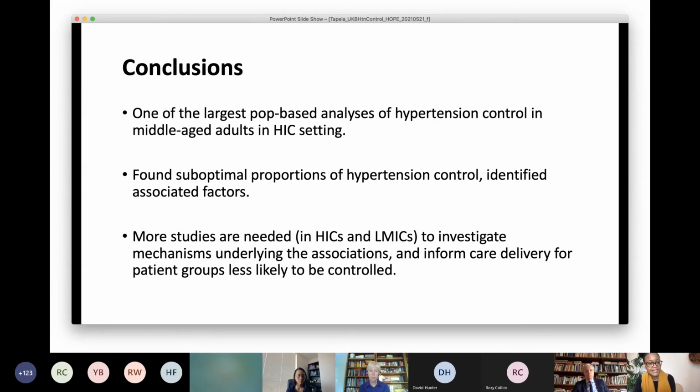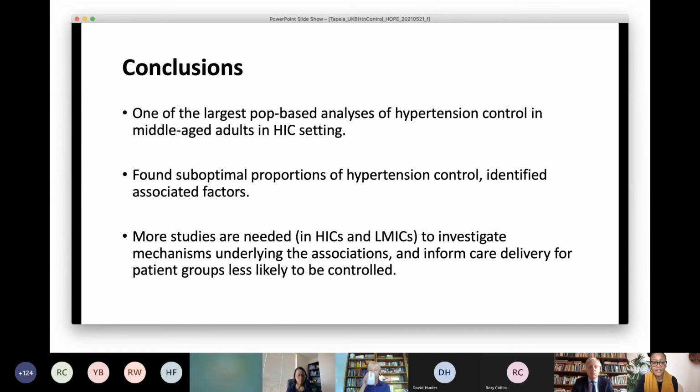So to summarize, our study is not without its limitations, including relying on self-reported measures, as well as potential healthy volunteer selection bias. However, it's contributed to the field and is one of the largest population-based analyses of hypertension control in middle-aged adults in the high-income country setting.